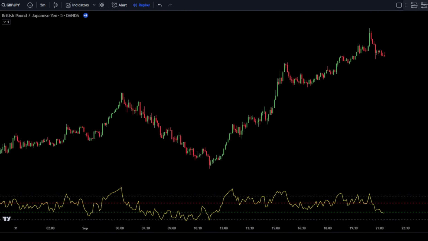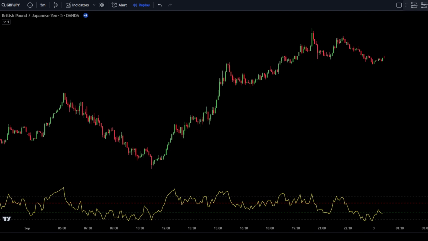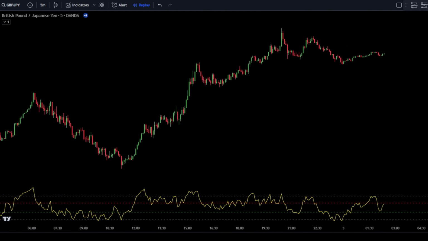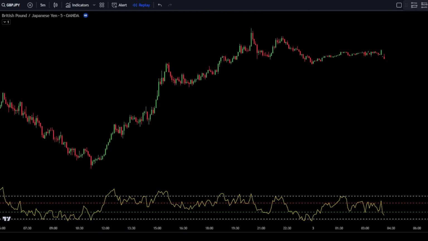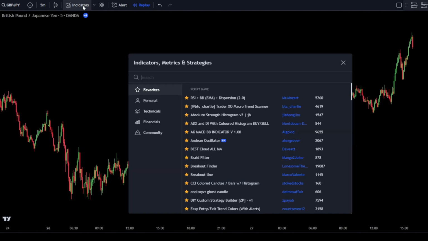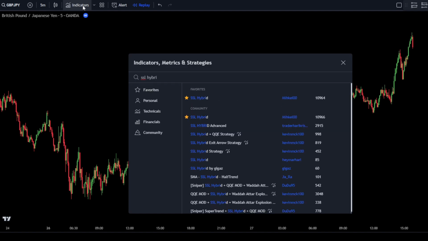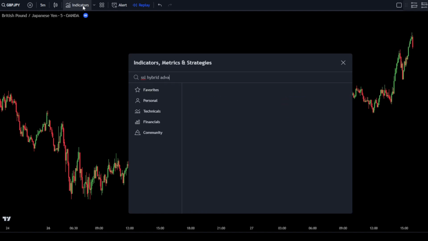Let's get started. The scalping strategy discussed in this video will only use 2 free buy-sell indicators from TradingView. Now, open your TradingView. Then, go to the Search Indicator tab. In the Search Indicator tab, type SSL Hybrid Advanced. Next, select the SSL Hybrid Advanced Indicator by Trader Harikrishna.